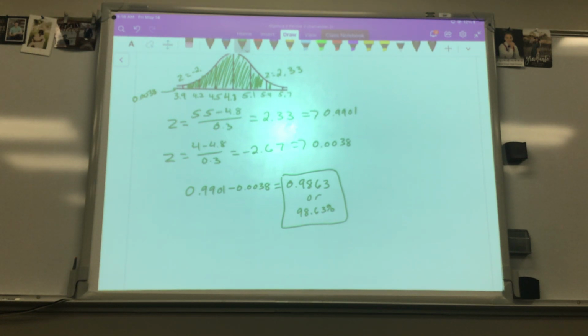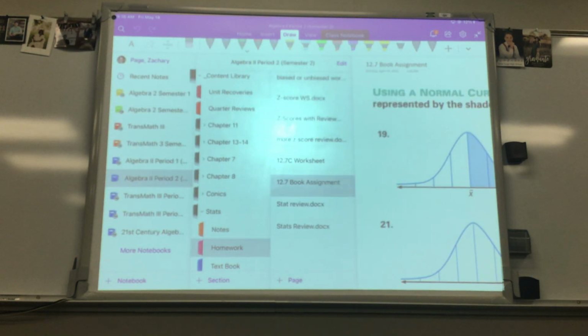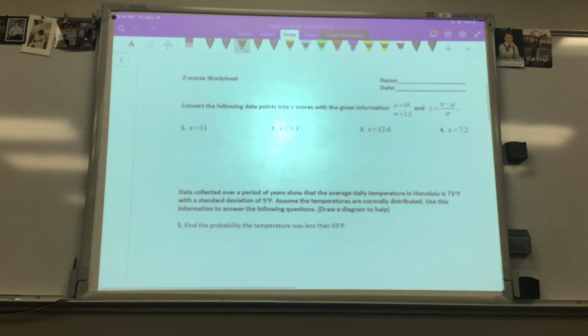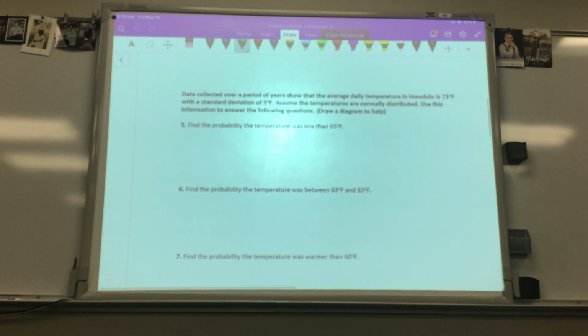Questions from today? No. You got 9 minutes. Z-score worksheet. That's what we need to work on. First four, you're just finding the z-score, that's it. The other ones, you're actually finding the probabilities.